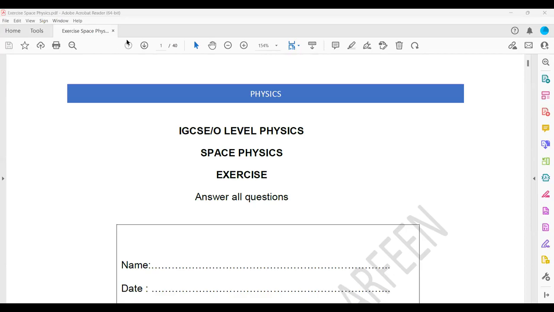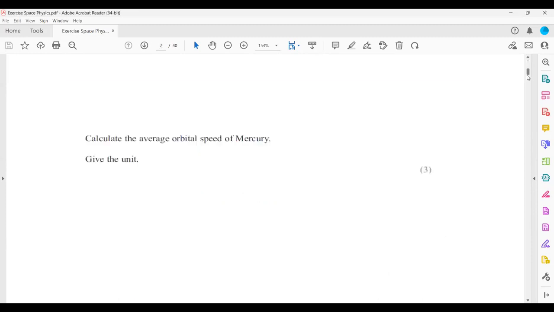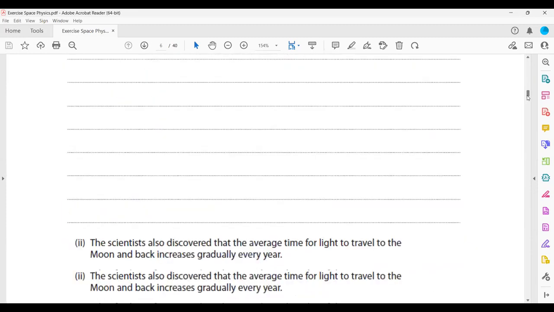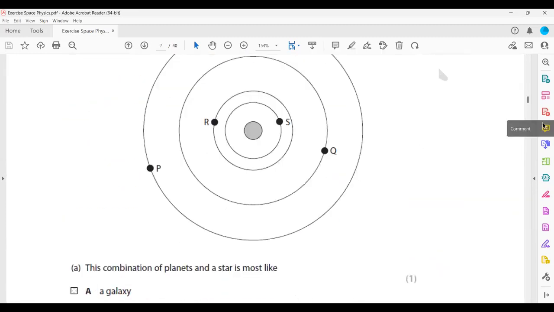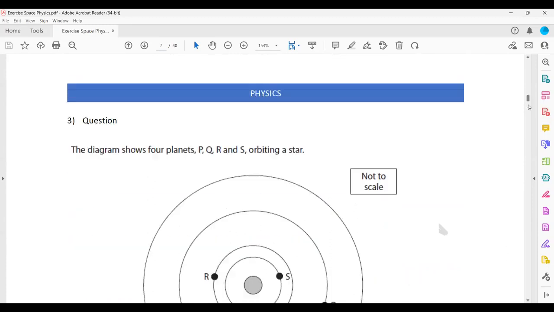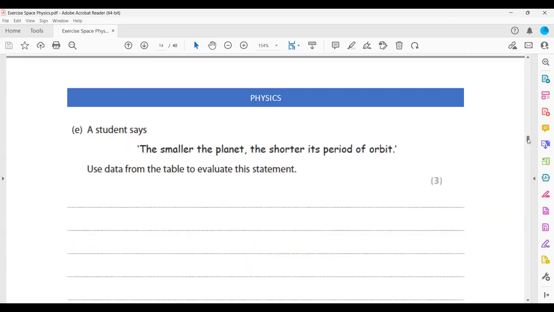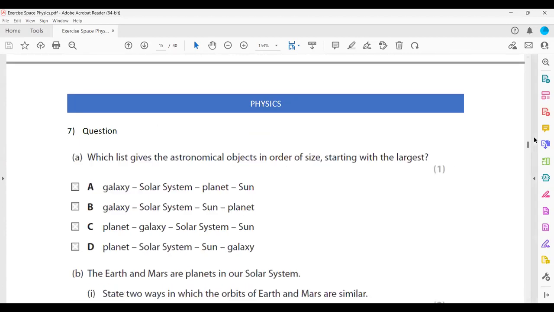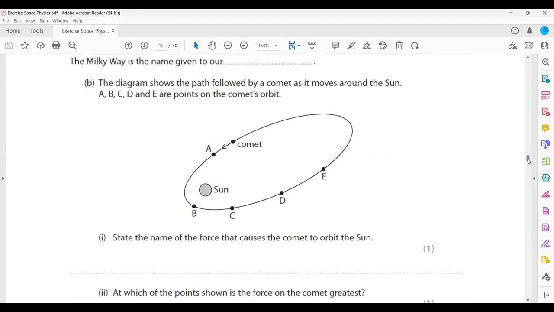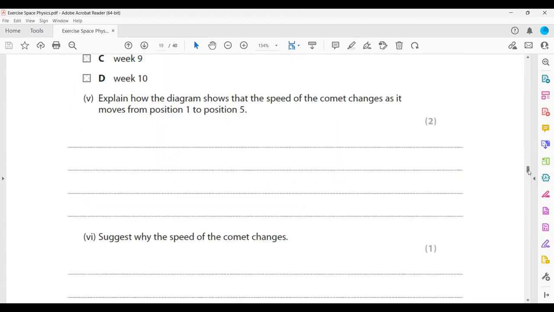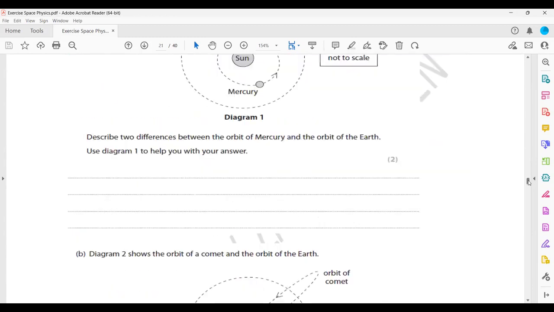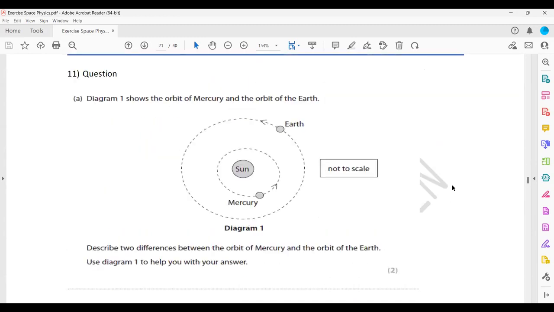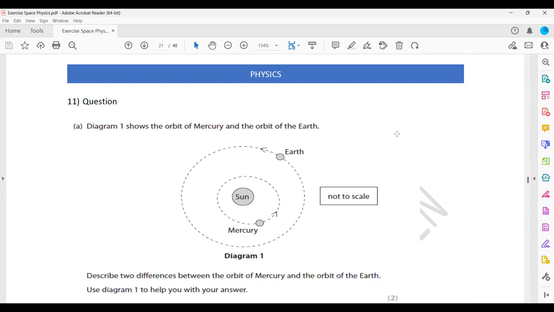So this exercise is related to space physics. We have already done the first 10 questions from this exercise, so we will do questions 11 and 12 today. During the session, you can use your mic or a chat to participate.